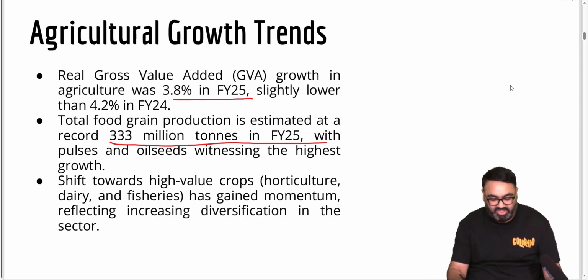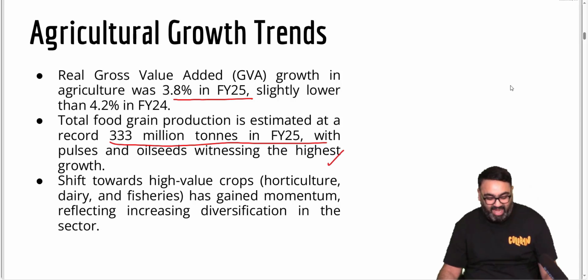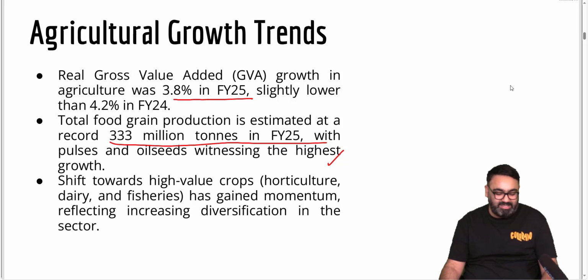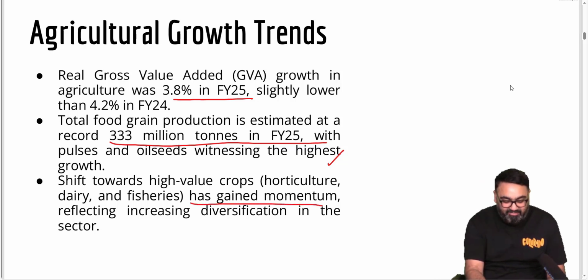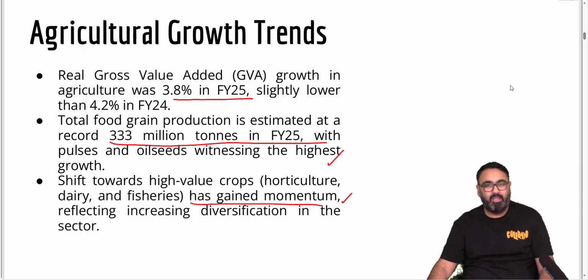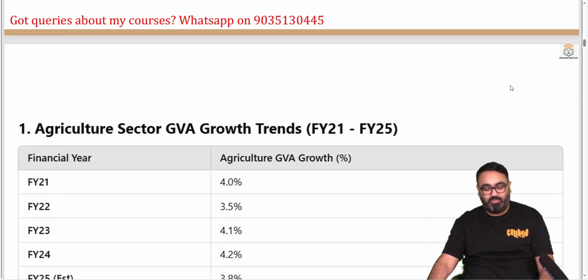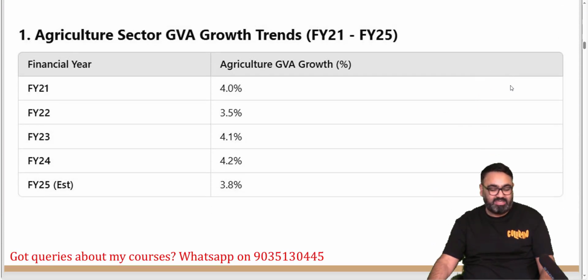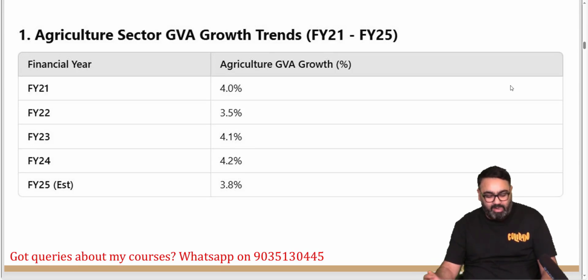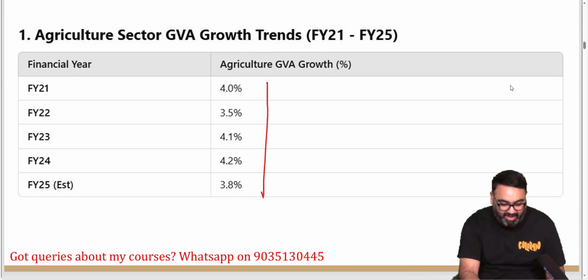Pulses and oil seeds, which go at a higher price, witnessed the highest growth, which is also a good thing. Also, the government has been pushing the farmers towards horticulture and cash crops, which can be sold at a good price. So horticulture, dairy, and fisheries have also gained momentum. For example, India is looking to export a lot more fishery products as compared to what we used to do earlier. If you look at agriculture sector growth, this is how the sector has grown in the past few years.